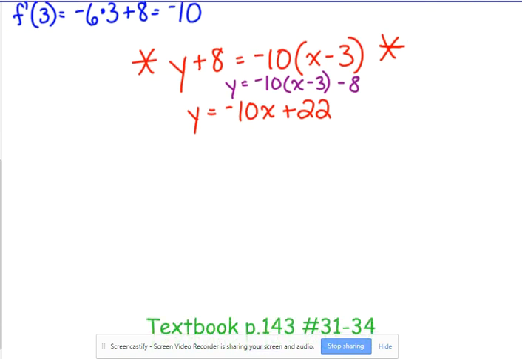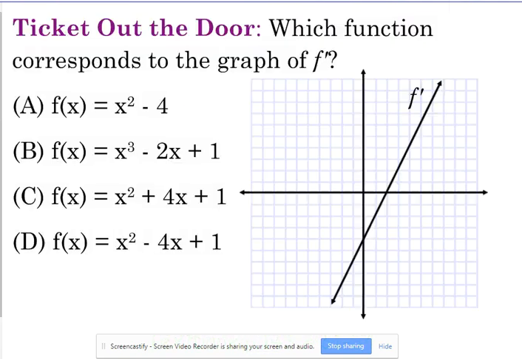Don't forget that. I've got some textbook problems that I want you to do here, but before you do those, let's look at one I've given as a ticket out the door before, but you need to do this before you do the textbook problem. So pause the video for a second, think about it, and then come back for my explanation.